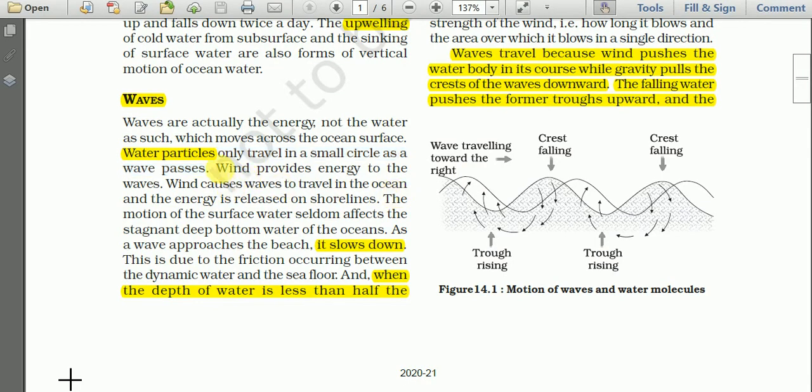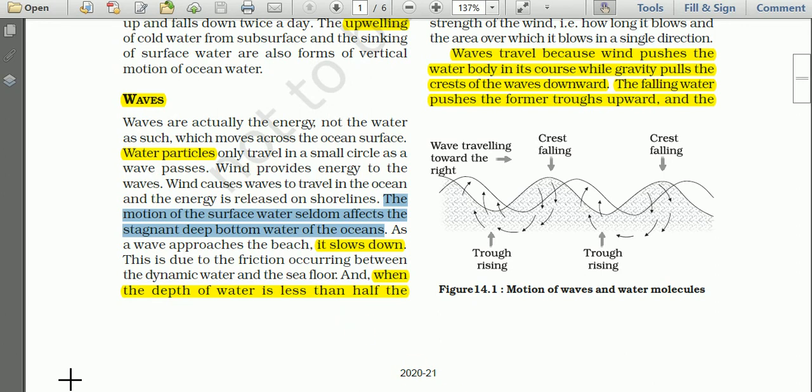And wind provides energy to the wave. That means the main cause of waves is the wind. Wind generates sea waves, and the wind causes waves to travel in the ocean, and energy is released on the shoreline. And the motion of the surface water seldom affects the stagnant deep bottom of the ocean.